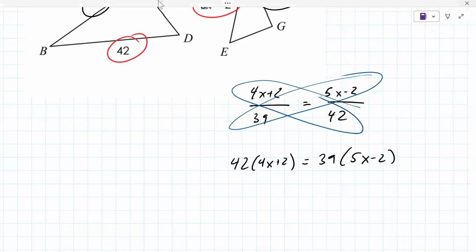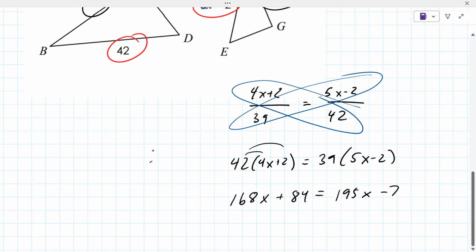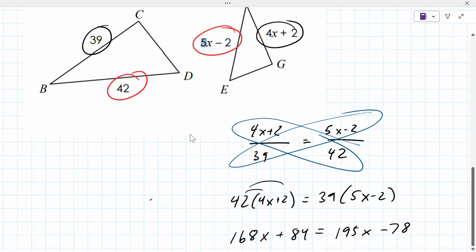The numbers get kind of big. You do have to multiply in on both. So I'm glad to hear you can use a calculator. 168x plus 84 equals 195x minus 78. Wow, these numbers aren't working out very well. Meaning you're getting really big numbers. Maybe I did something wrong here.